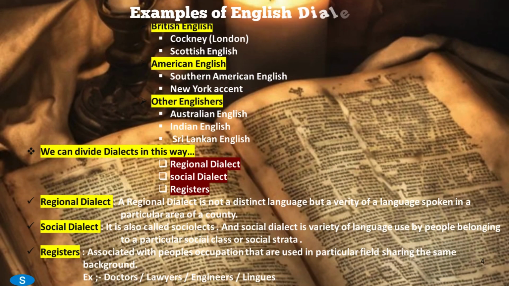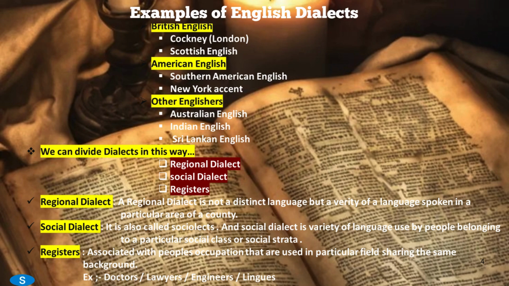Let's see what are the examples of English dialect. British English, Cockney, London, Scottish English, and American English, Southern American English, New York accent. Other Englishes are Indian English, and also Sri Lankan English. Dialects we can divide in this way: regional dialect, social dialect, and also registers.